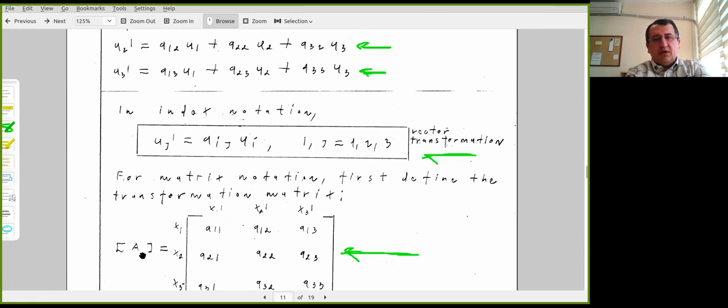Any questions about these results or this part in general? Any questions or comments?